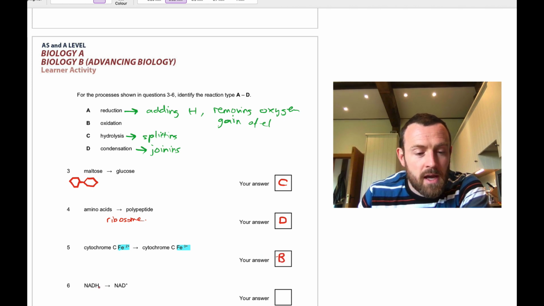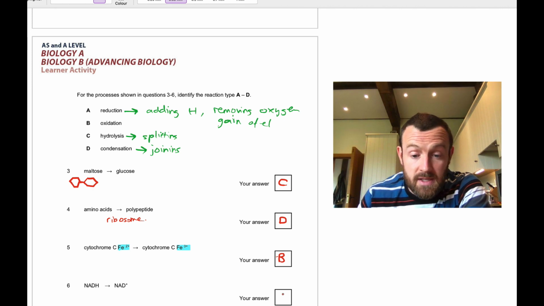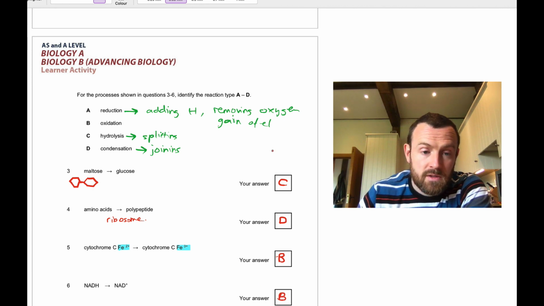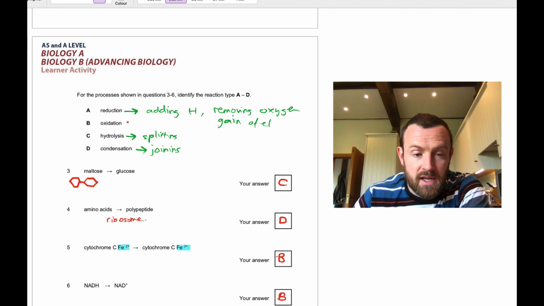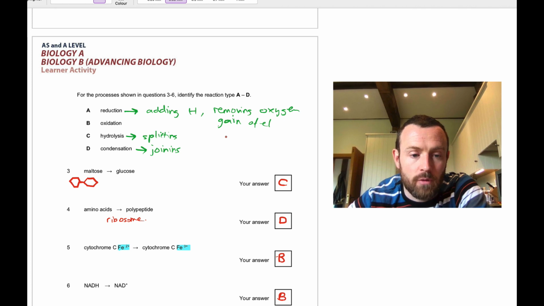Here, we've got a similar thing going on. We're removing a hydrogen, so that would be an oxidation again. So that's B. So remember, oxidation, I didn't write it, is basically the exact opposite of what I said for reduction. Subtracting hydrogens, adding oxygen, or losing electrons. Okay, let's move on.